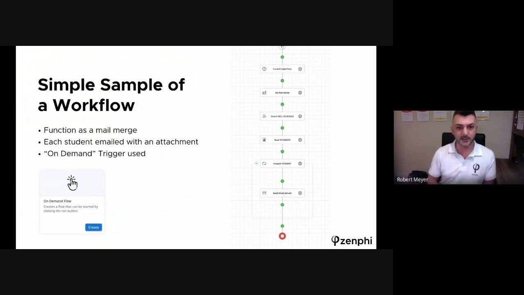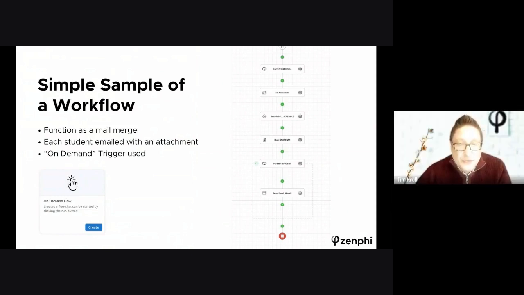So I created this. We have approximately 3,000 students enrolled in the building at any given time. A mail merge would have its own benefits and its own cons also. Something like this took me about 10 minutes to create this workflow. So let's step through it.